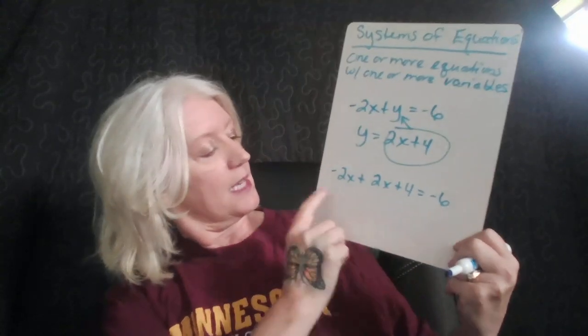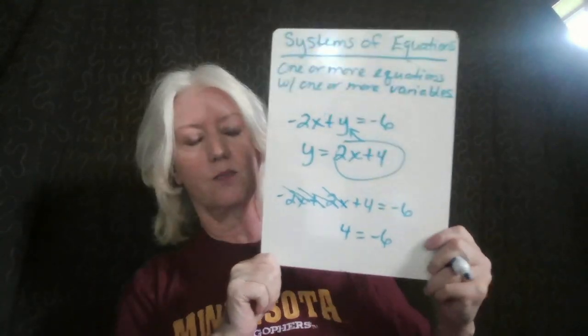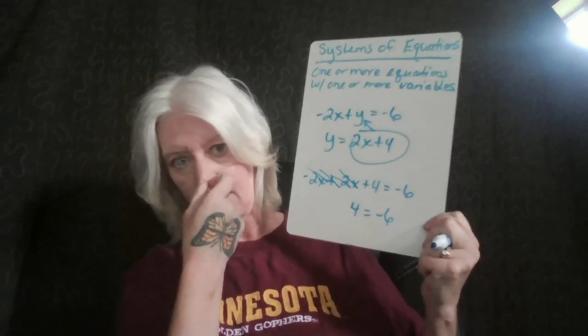Now when I start solving, negative 2x and 2x actually cancel out, and I end up with something weird. Not like I did last time. I ended up with a weird statement like this, which is never true. 4 never equals negative 6.